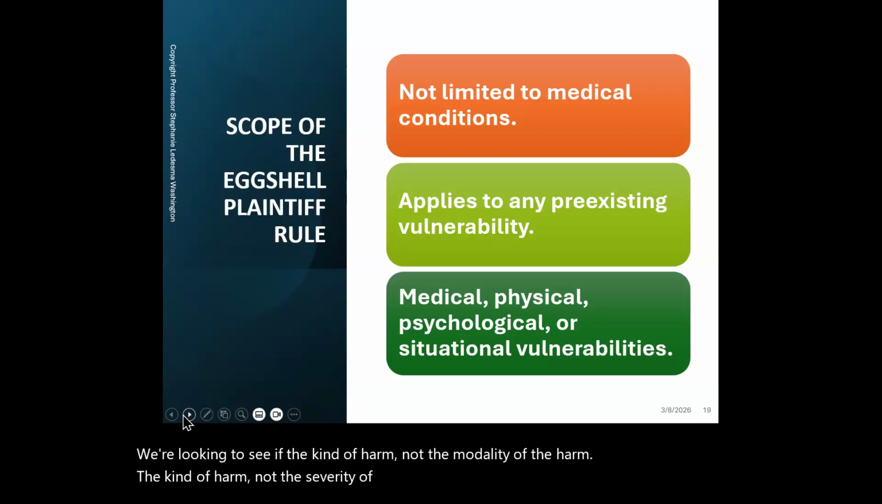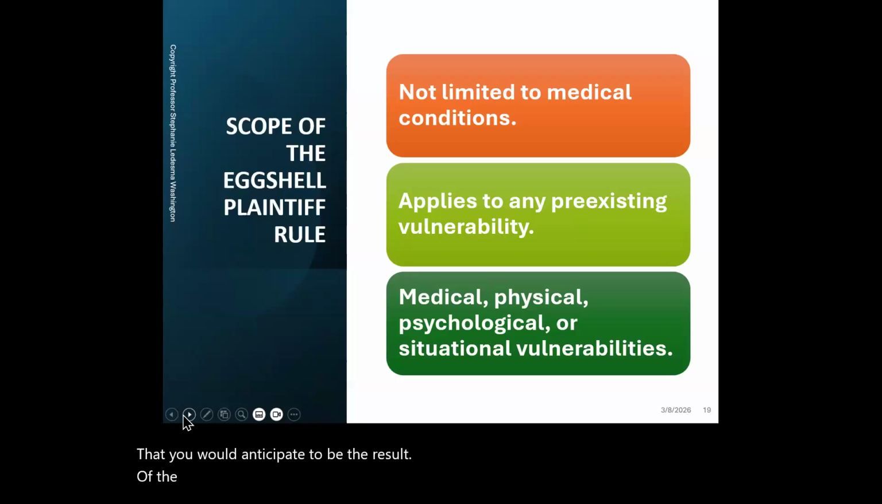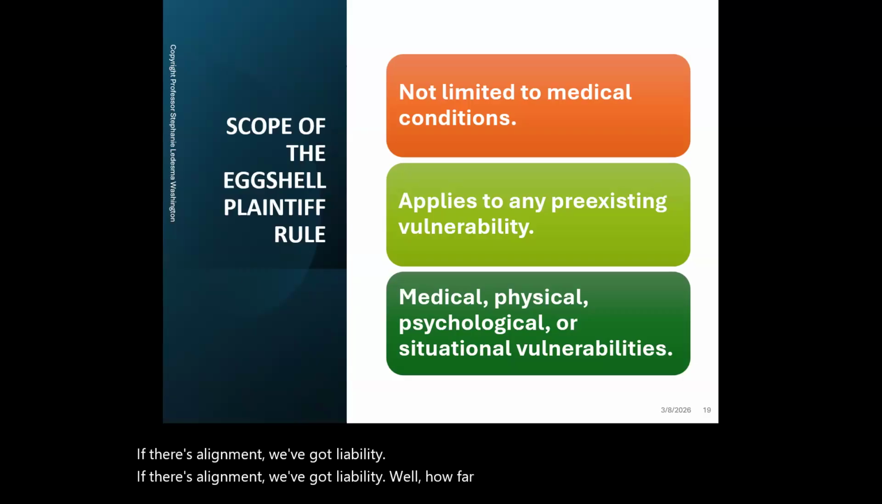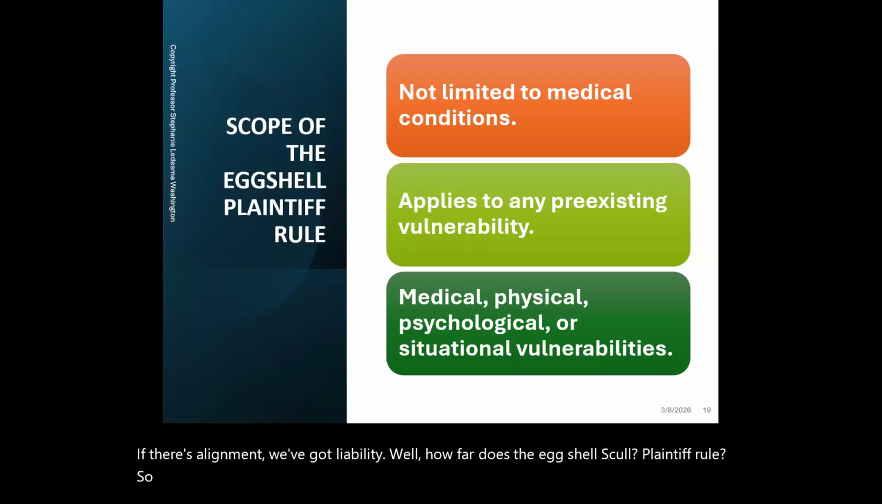We are simply looking at, is the harm that resulted the kind of harm that you would anticipate to be the result of the negligent or intentional behavior. If there's alignment, we've got liability. Get it? If there's alignment, we've got liability. Well, how far does the eggshell skull plaintiff rule go? Is it limited only to medical conditions?